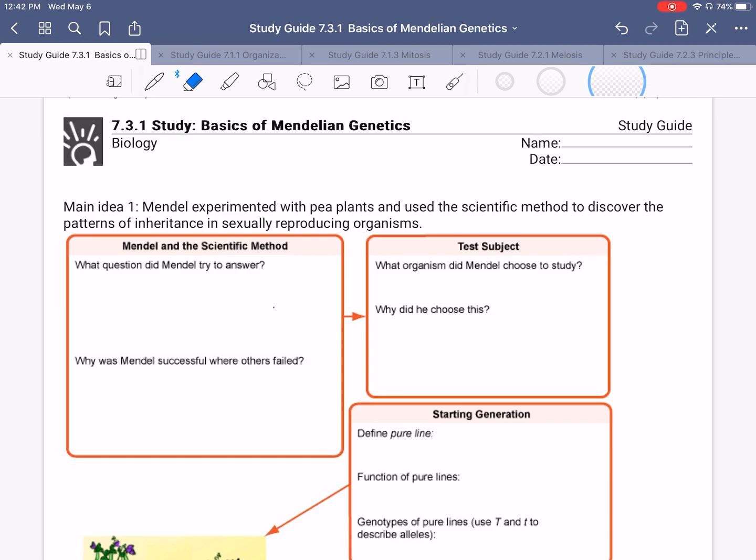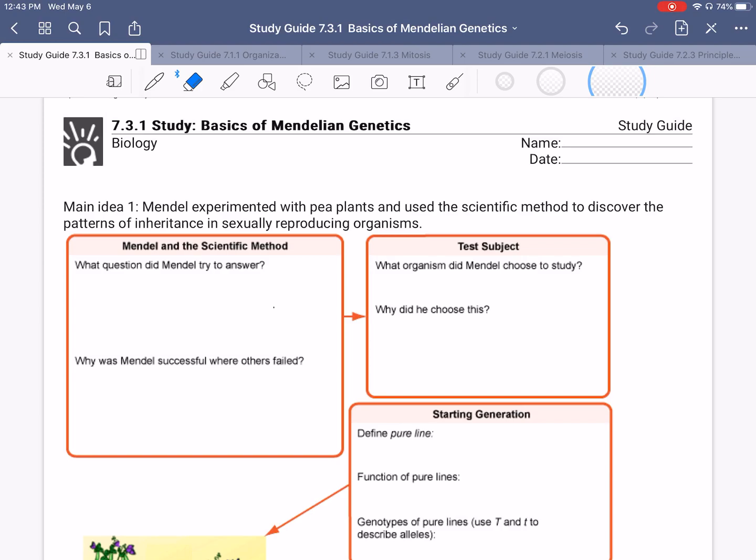We are going to be going over the 7.3.1 study on the basics of Mendelian genetics. So, in the 1850s, an Austrian monk named Gregor Mendel conducted a series of experiments that changed the way we understand genetics and the inheritance of traits. His ideas weren't accepted until years after he died, but he is now known as the father of genetics.